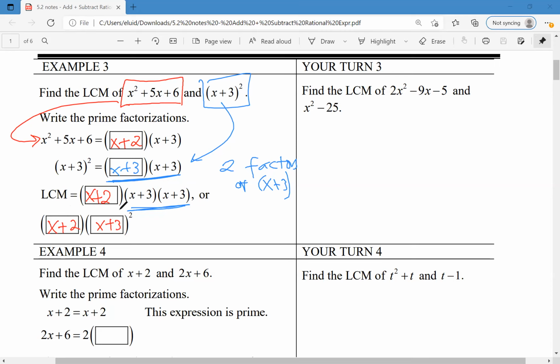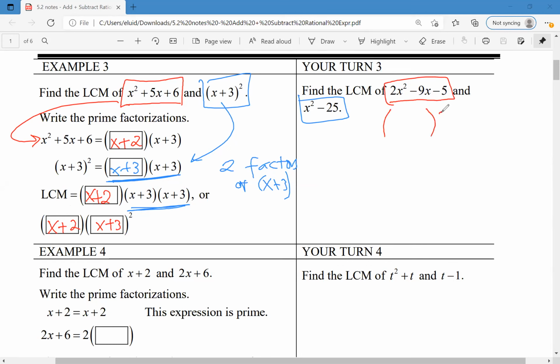All right, let's see. Feel free to fast forward through this, but I'll try to do most of the your turns today, just for a little extra detail. So for the your turn 3, let's find the LCM of 2x squared minus 9x minus 5 and x squared minus 25. Okay, this first trinomial is a little bit harder.